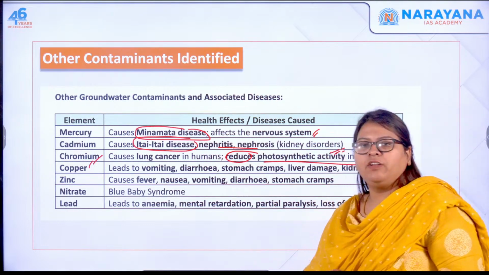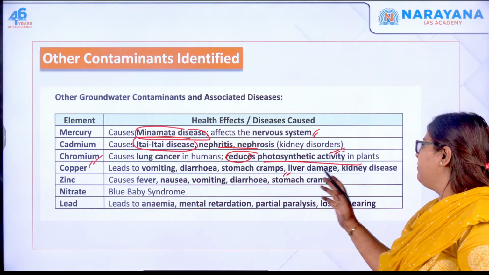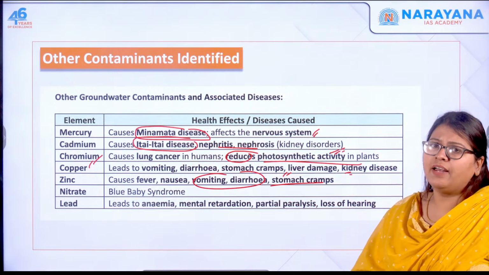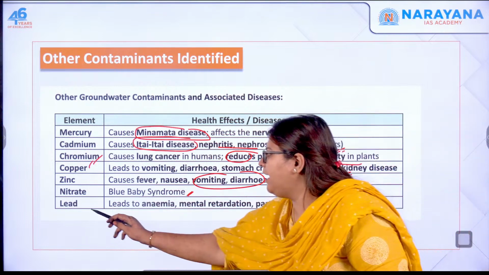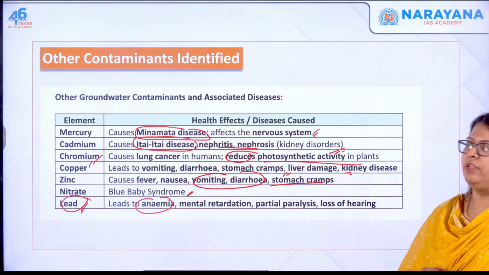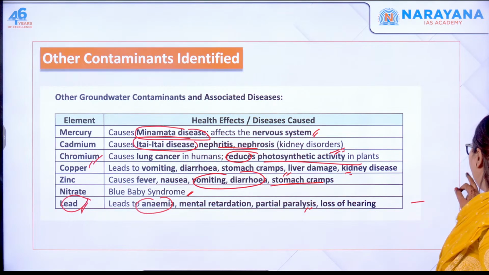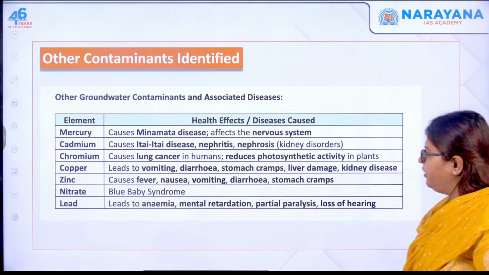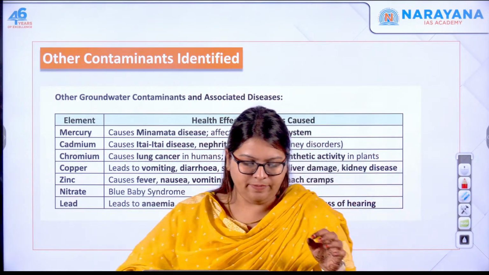If it is copper, it causes diarrhea, it causes vomiting and other discomforts like liver damage as well as stomach cramps, kidney disease, etc. Zinc, again it causes similar vomiting, diarrhea and cramps in the stomach. Nitrate we saw causes blue baby syndrome. And finally, lead. So, presence of lead causes anemia. It also causes mental retardation. It causes the partial paralysis as well as loss of hearing. Okay. So, just give me a minute. Yeah. So, loss of hearing, all these are actually by different contaminants which are present in the groundwater.